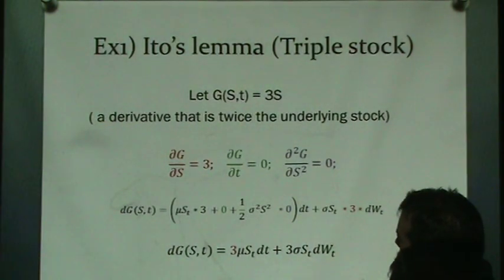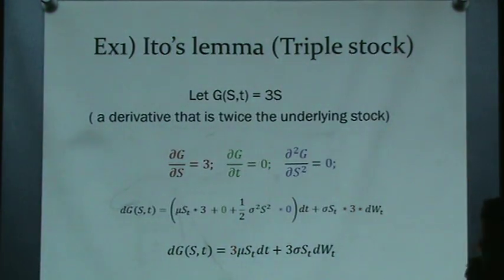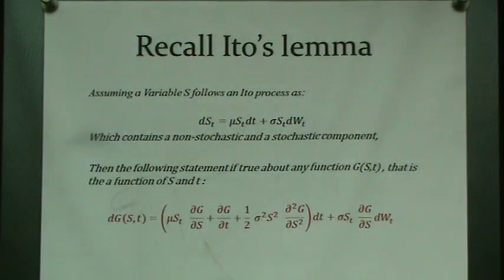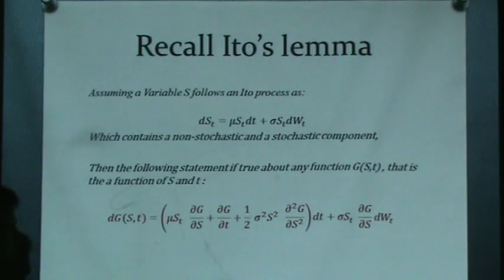So if you thought of an example where the function g only was of t, not of s, it should still work. Ito's lemma should still be true. So what would be an example like that? Suppose we said our function g was 2 times t.